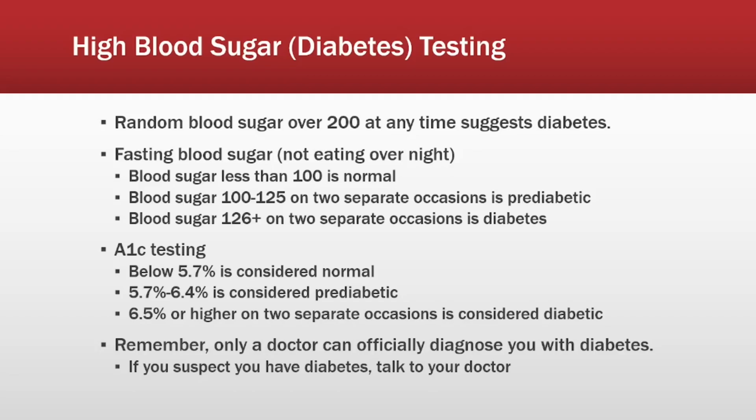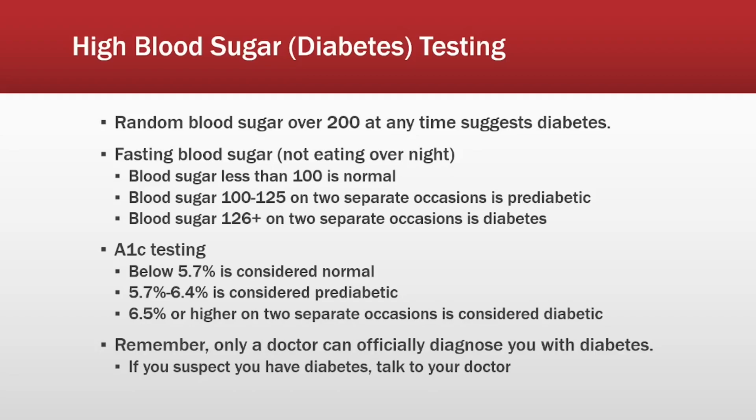A1C testing, if you do get that, below 5.7% is considered normal. 5.7 to 6.4 is considered pre-diabetic, and 6.5 or higher on 2 separate occasions, they will diagnose you with diabetes. I think there are home A1C tests, but don't go by those. Let your doctor do it. Let the labs that they send your blood work to do it. And then, on top of it being probably more accurate, your doctor's involved so that they know for a fact that you do have it and can help you get treatment for it.